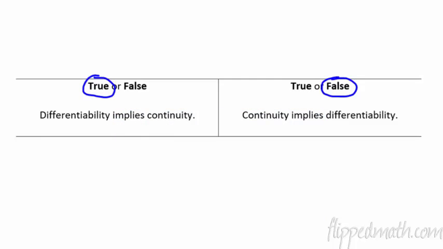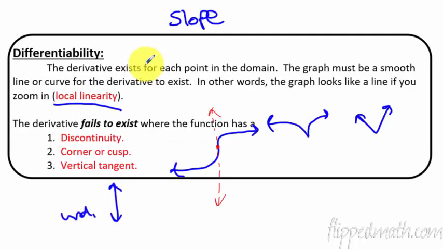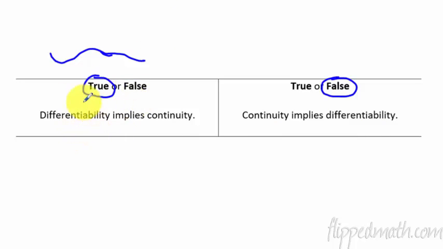There's your answers. If you have a function that's differentiable, that means it is a smooth curve or line everywhere on the graph. Okay, oops, that's not smooth. So there can be no breaks. Because if we go back to this one, we saw that discontinuities would make the derivative fail to exist. So if it's differentiable, it has to be continuous.